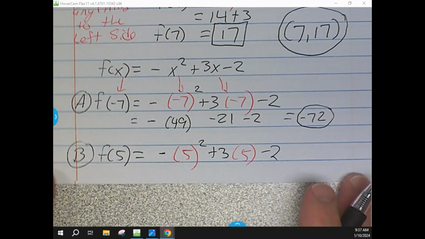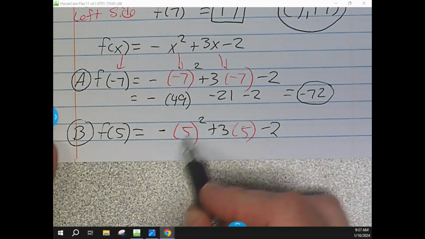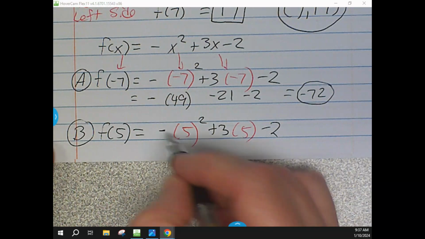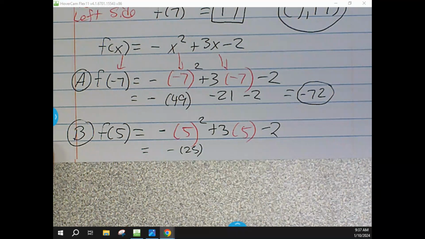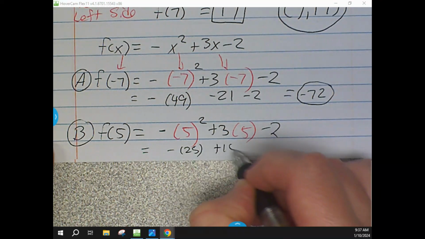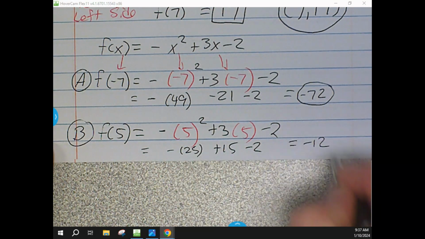Okay, and again, if you don't trust your math on these, go ahead and do what you think first. You've got to do the exponent part first, so it's 5 squared. The negative will then go on the outside of that, so that's a negative 25. 3 times 5 is 15 minus 2. So then it's negative 25 plus 15, which is negative 10 minus 2. That would make it negative 12.